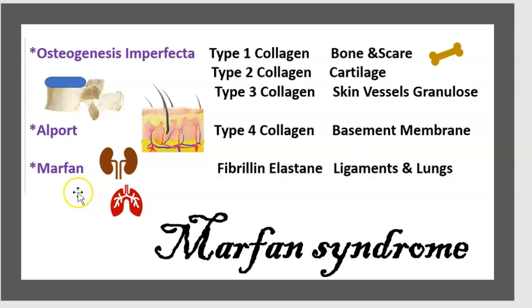I repeat, osteogenesis imperfecta is the bone. It's collagen type 1. Collagen type 2 is in the cartilage, and collagen type 3 is in the skin. For Alport, it's about the basement membrane in the kidney, and the collagen is type 4. For Marfan, it is fibrillin, elastin, in the lung.